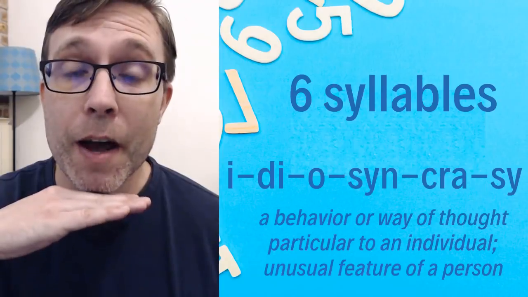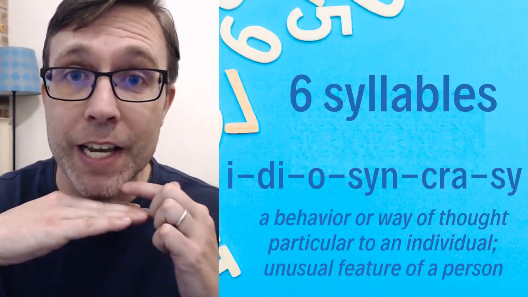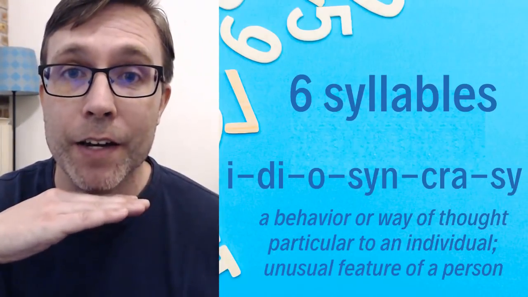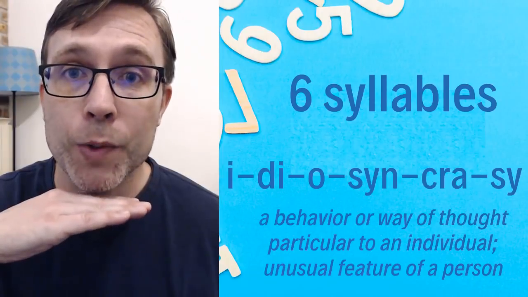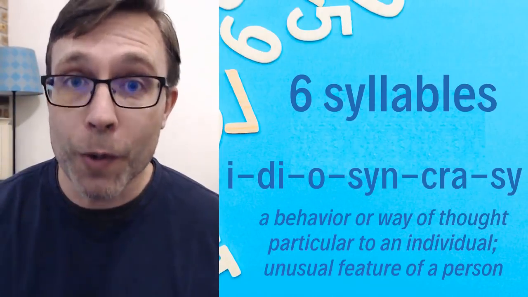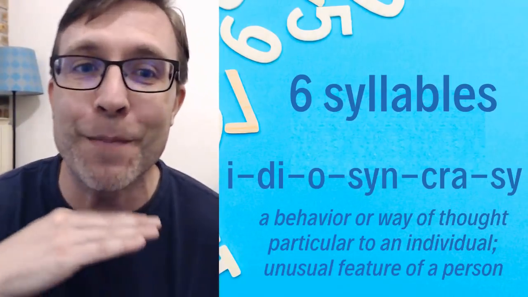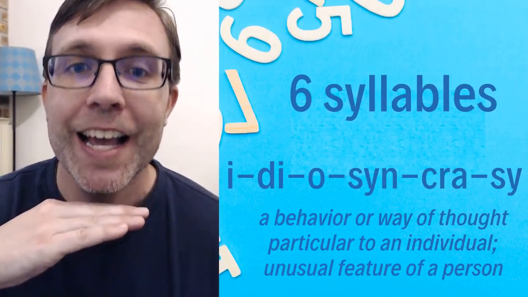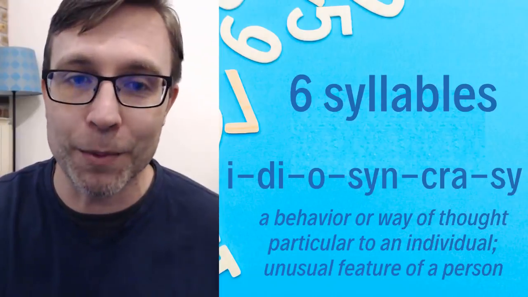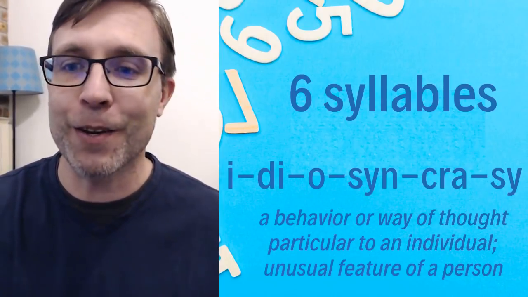And count the number of times that your chin hits the top of your hand. So if I say idiosyncrasy, it's going to hit my chin 6 times. 6 times it's going to hit my chin. Idiosyncrasy. And that is the number of syllables. Okay? Now let's go to the next one.